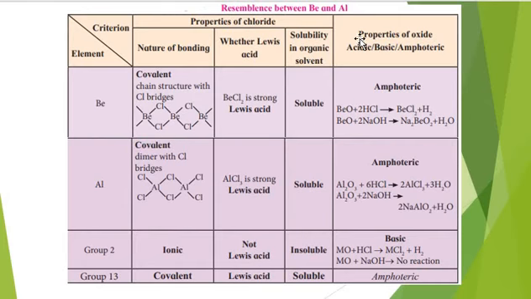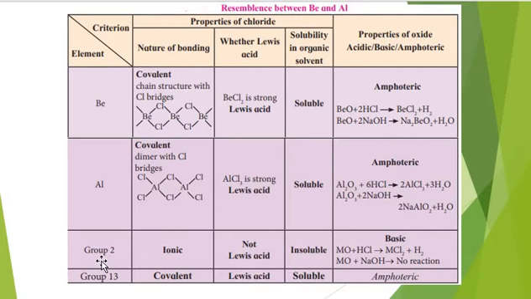If we talk about beryllium and aluminium, this is the nature of bonding in case of beryllium: chain structure with chlorine bridges. We see similar structures with bridges in aluminium chloride. BeCl2 is a Lewis acid. AlCl3 is also a Lewis acid. Beryllium chloride and aluminium chloride both act as Lewis acids. They are soluble in organic solvents. And beryllium oxide and aluminium oxide both are amphoteric, that means they react with acids as well as with bases.